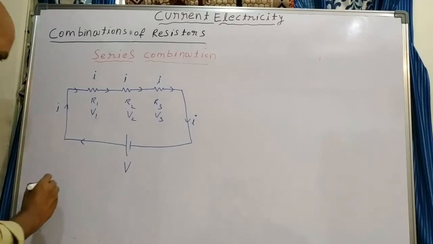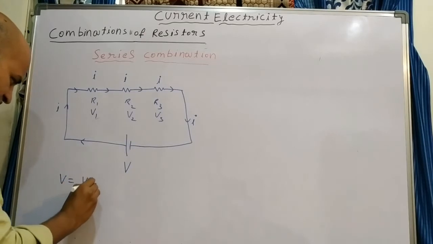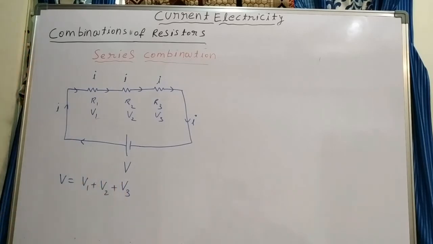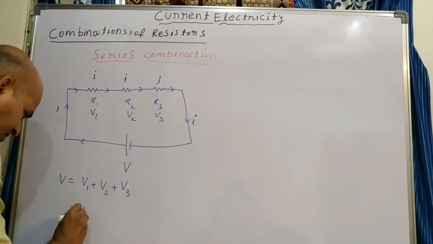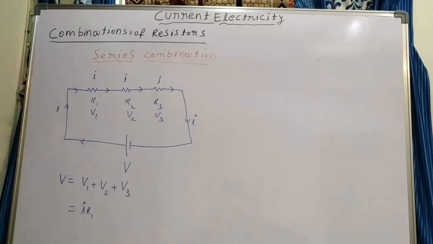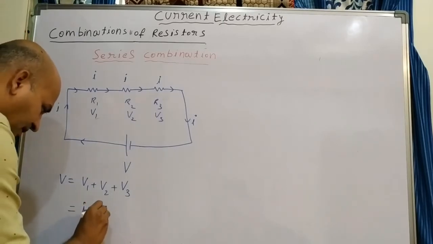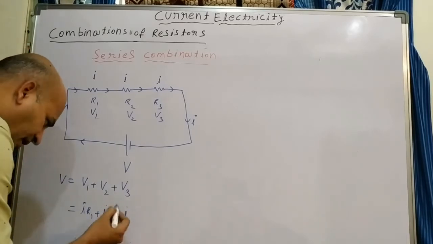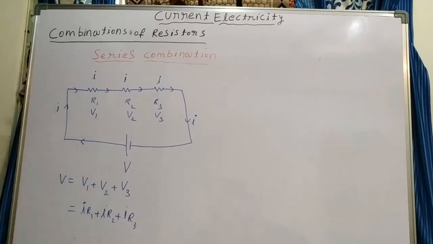What you can write: the total potential across the cell is equal to the potential across the first resistor plus the potential across the second resistor plus the potential across the third resistor. In series combination, current in every device is the same but potential is divided. So here, according to Ohm's law, V1 is equal to current I and resistance R1. And what is V2? Current is I and resistance is R2. And for the third resistance, current I is the same but resistance R3.